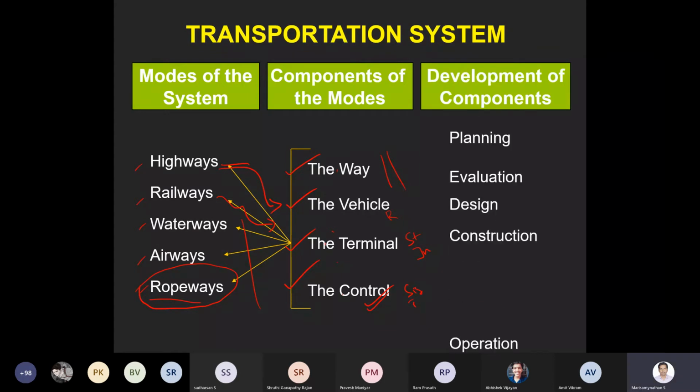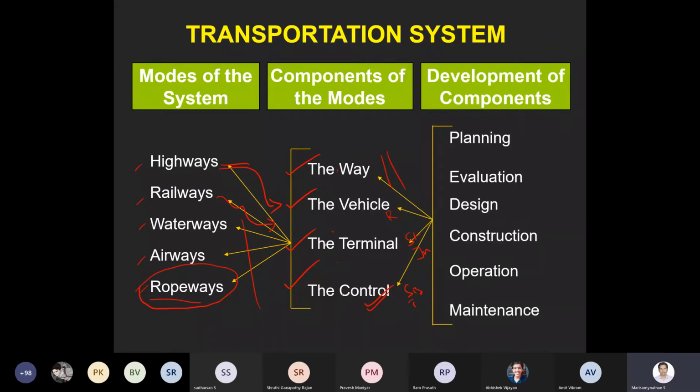Then development. How are we doing it? Typically we plan, we evaluate the design, then we construct, then we give it for the operations level, that means the usage purpose, then maintenance happens. These are the developments of the individual component.